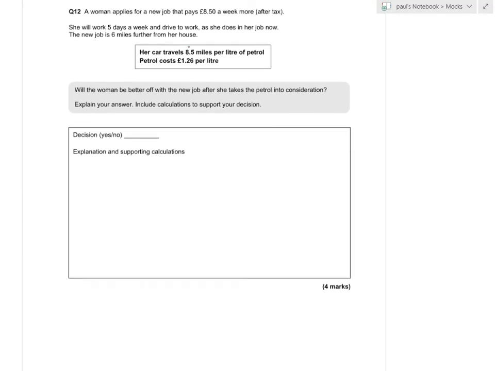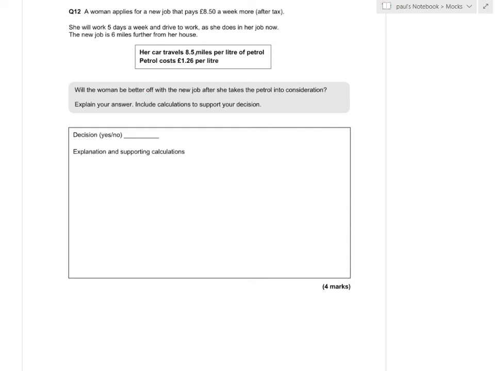A woman applies for a new job that pays £8.50 a week more after tax. She will be working 5 days a week and drive to work as she does in her current job. The new job is 6 miles further away from her house. Her car travels 8.5 miles per litre of petrol. Petrol costs £1.26. Will she be better off?